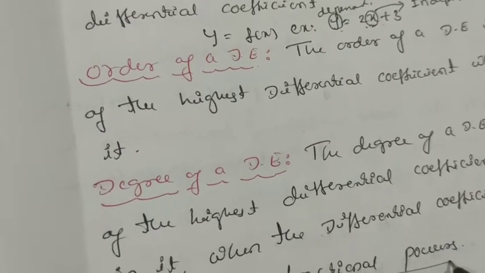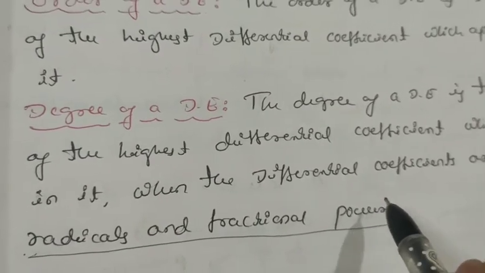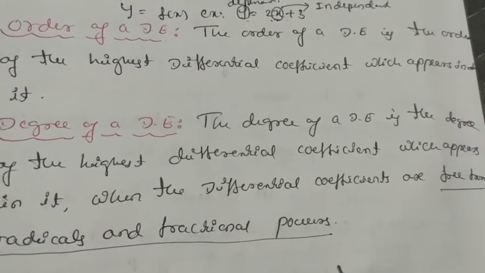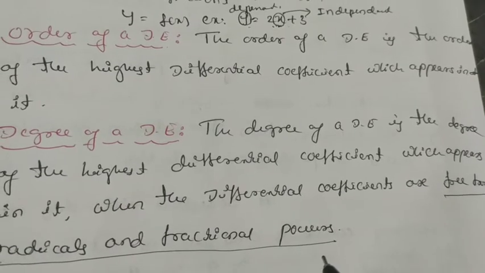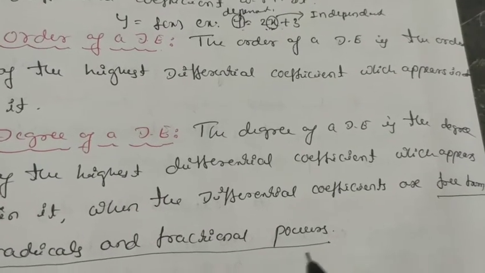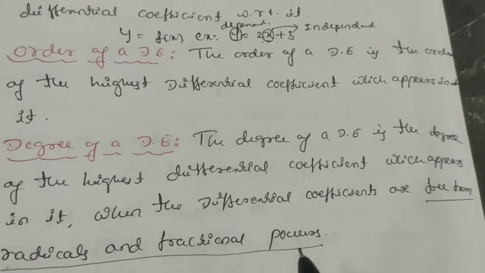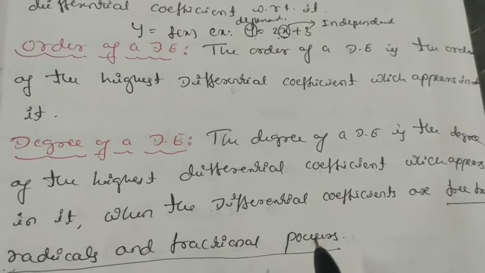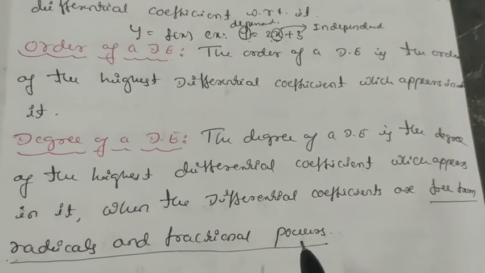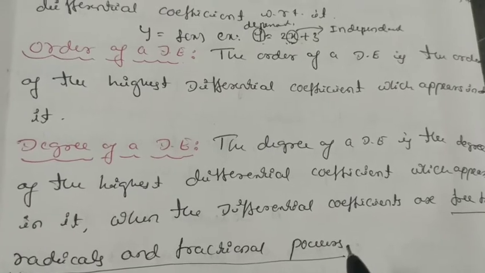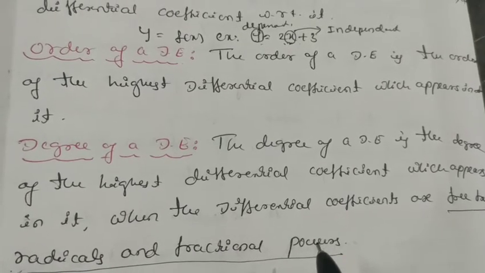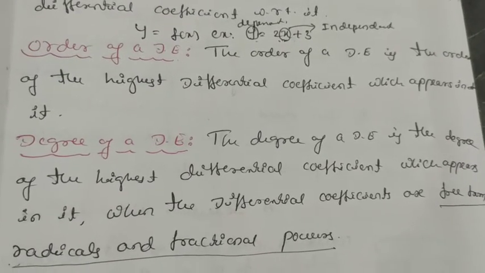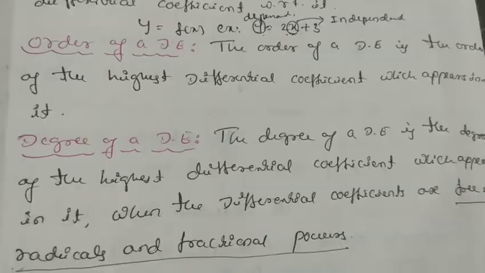First you have to make the given differential equation free from radicals, meaning square roots or cube roots, and the powers should not be fractions. If the power is 5 by 2 or 3 by 2, these are radicals. First you have to remove them by raising the power and make the differential equation free from radicals and fractional powers. After simplifying, whatever the power of the highest derivative in the given equation, we call it the degree of a differential equation.